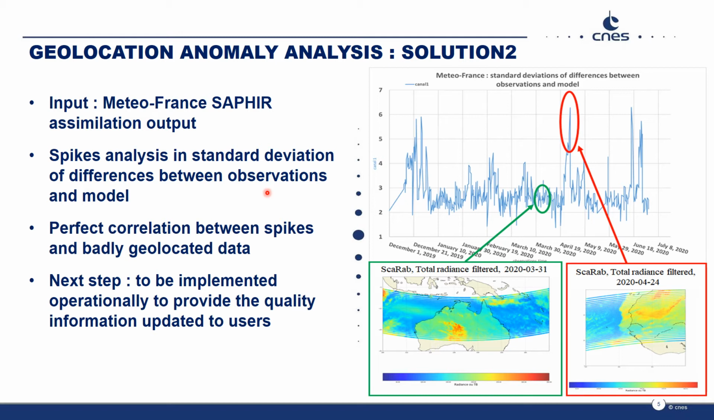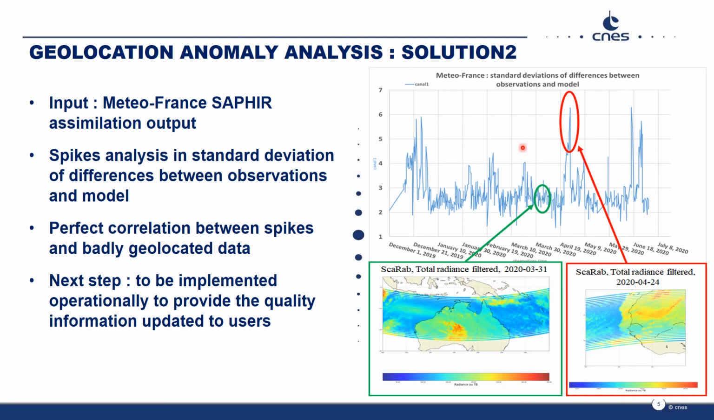So a second method has been analyzed, resulting from an original approach. It uses the MeghaTropiques SAPHIR assimilation output as a reference to detect spurious data. Indeed, SAPHIR near real-time level 1 products are operationally assimilated in weather prediction models, and the output data resulting from this process, especially the standard deviations of differences between observation and model, can be used to provide feedback on SAPHIR data quality itself.